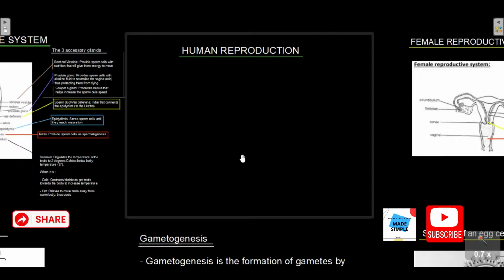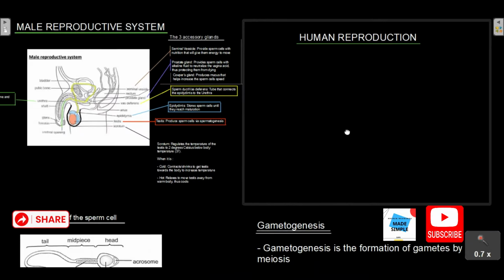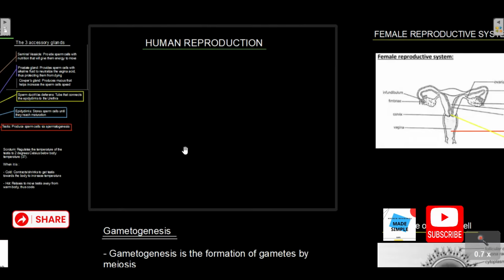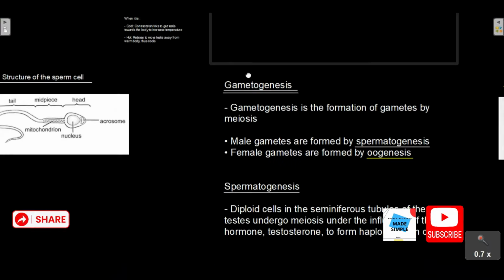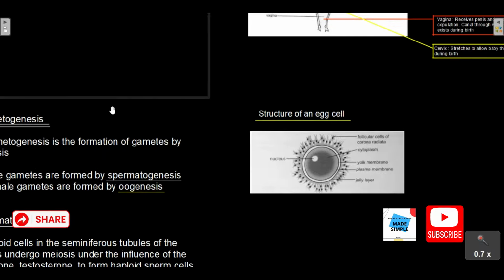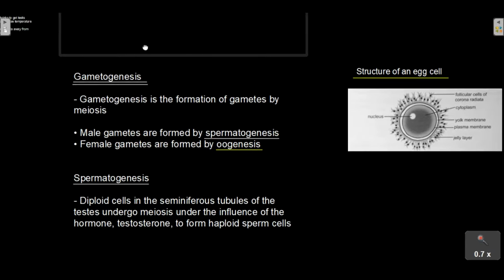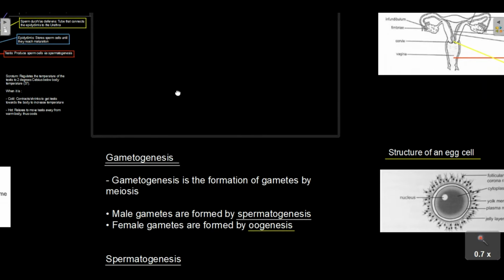So, as you can see from the whiteboard, today we'll be focusing and covering the human reproduction topic, discussing the male reproductive system and also the female reproductive system, breaking down all the structures that you have to know and also their functions as well. We'll also take a look at the structure of the sperm cell and of the egg cell as well, okay, and discuss gametogenesis, which is really the formation of gametes by meiosis.